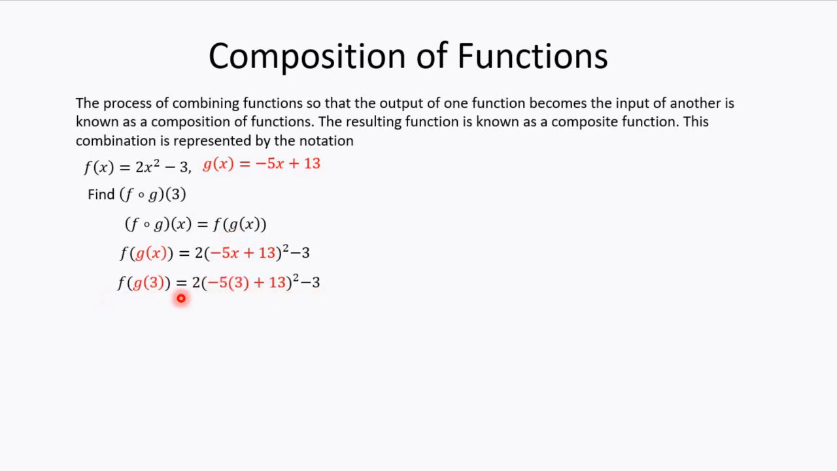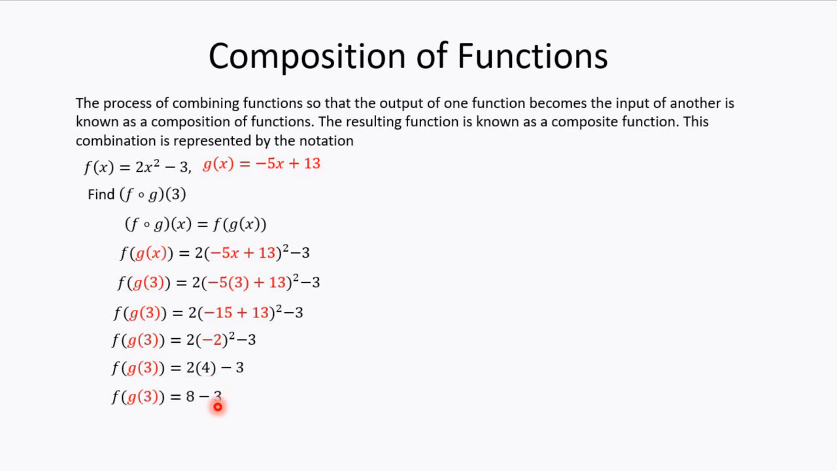All I have to do is work out this arithmetic. When I work out the inside of the parentheses here, remember, that's the g of x. So the inside, the red part here, is going to be the g of 3 when I find it. So first I multiply -5 by 3 to get -15. Then -15 plus 13 is -2. -2 squared is 4. And then 2 times 4 is 8. 8 minus 3 will give me 5 finally. So I have that the f of the g of 3 is 5.